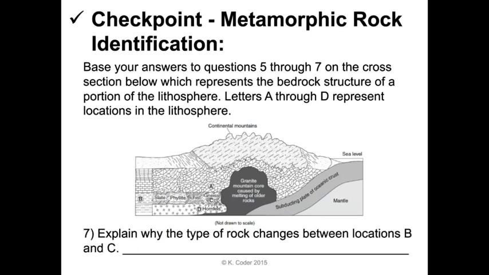7. Explain why the type of rock changes between location B and C. So as we see B, we see the shale. Then it goes to slate, to phyllite, to schist, to gneiss. Why would there be a change of rocks between locations B and C?